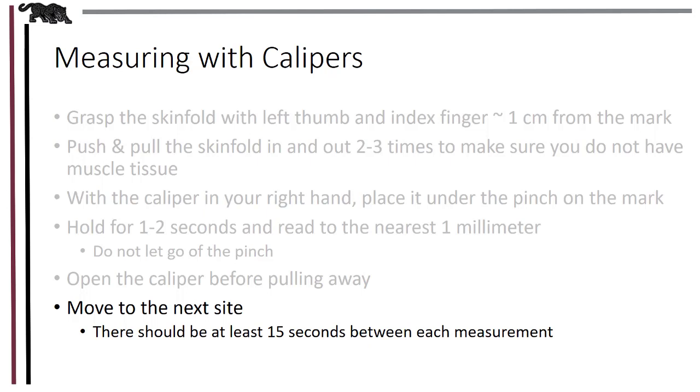You want to take a minimum of 2 measurements at each site. And if the 2 values are within 10%, which they say is about 1 to 2 millimeters of each other, you could take the average. Some scholars suggest to measure the site 3 times and to use the median.